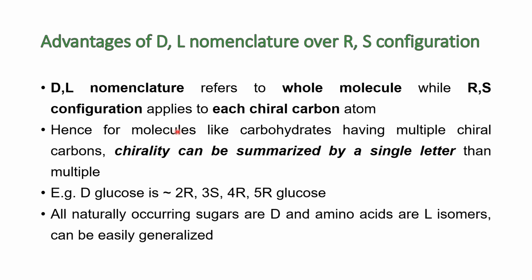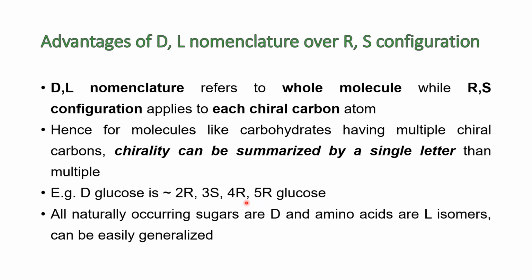So D and L is more of a nomenclature because writing a single letter is easier than writing the configuration of all the chiral carbon atoms. DL nomenclature refers to the whole molecule, while R and S is applicable to each and every chiral carbon atom, which you need to decide individually. So with the help of DL nomenclature, you can summarize the complete nomenclature by a single letter rather than writing 3 to 4 different letters.